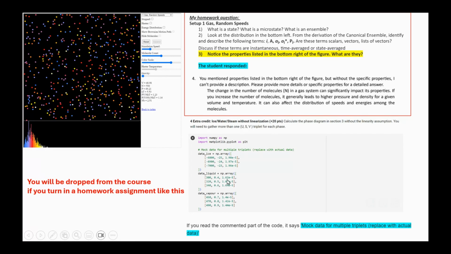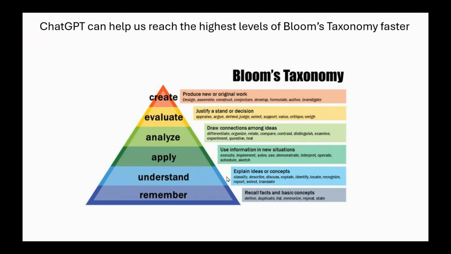And this is what I use to frame this way of thinking, which is the idea of Bloom's taxonomy. Bloom's taxonomy is the idea that you have different levels or tiers of learning and thinking, right?